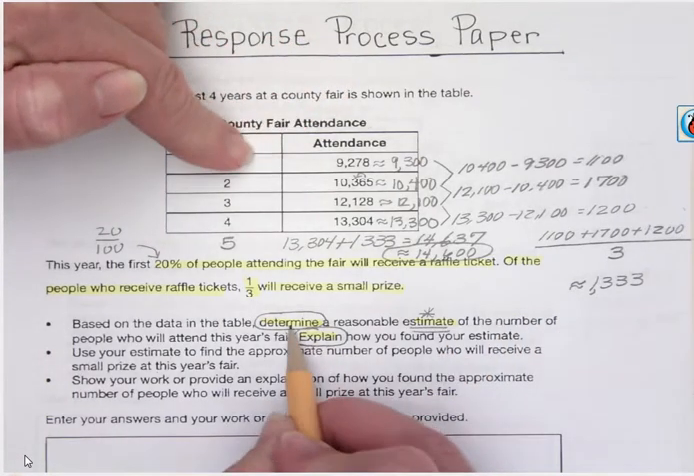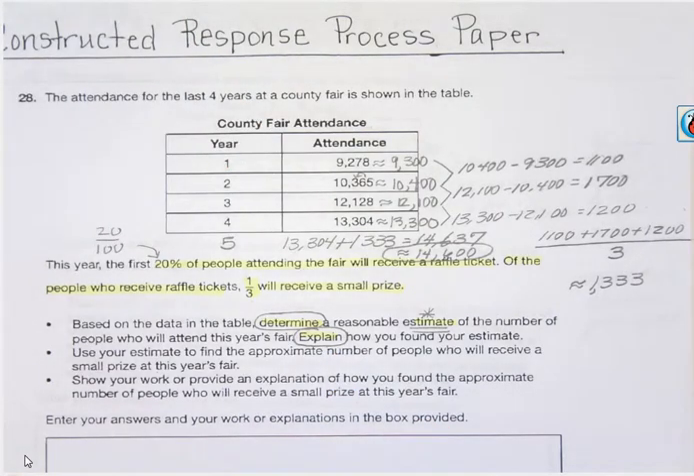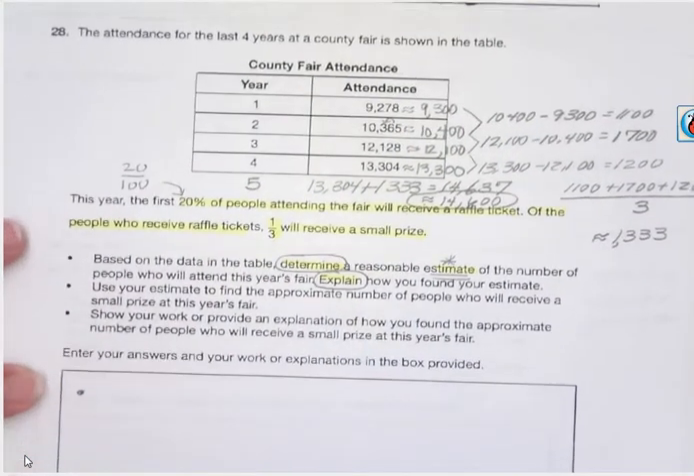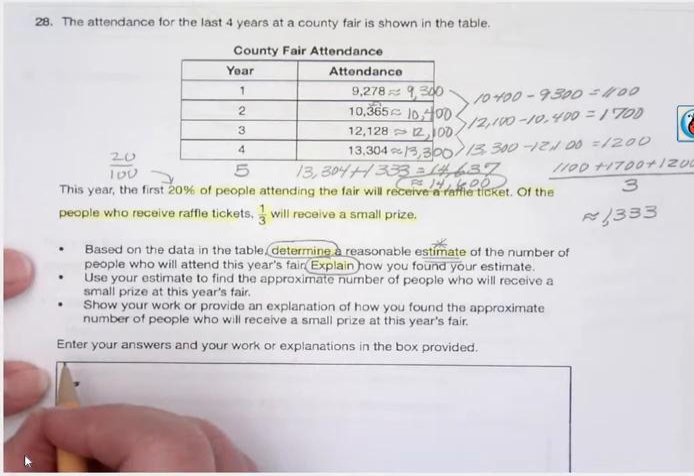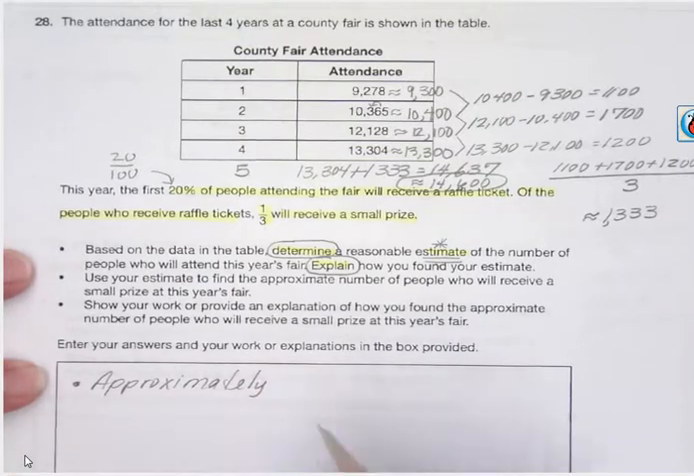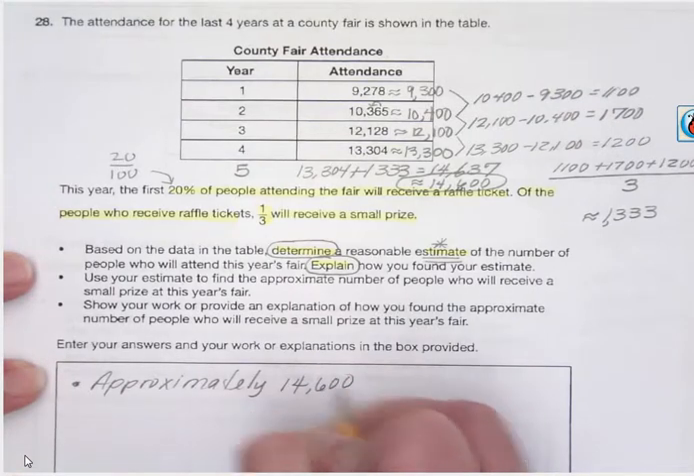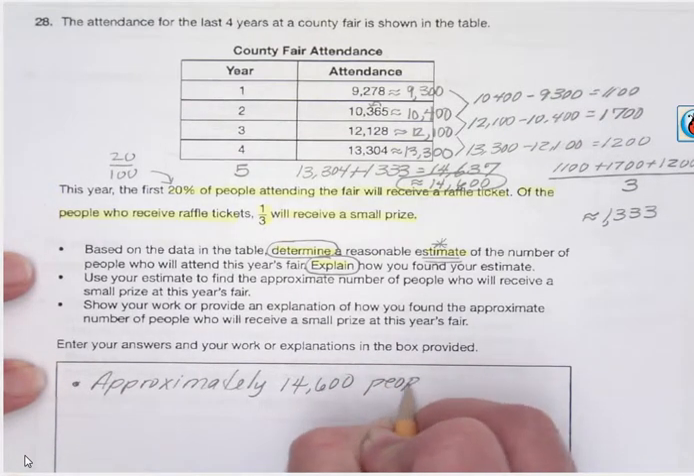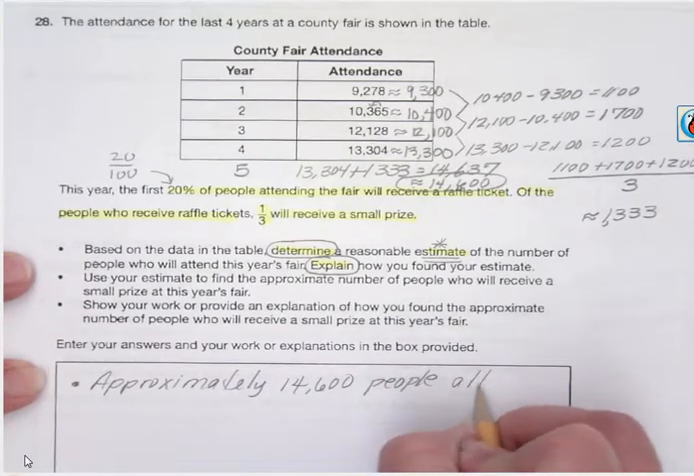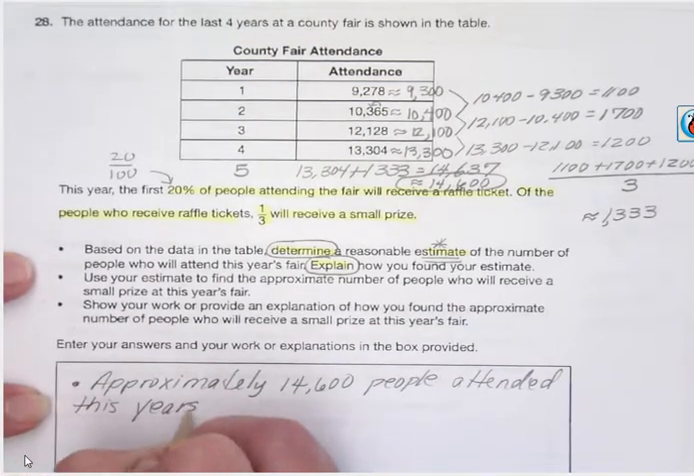So I have now determined the answer, and this is the math that I used to do so, but now they want me to not only give my answer, but I have to explain it. So I can do that in words. Bullet, because I'm on the first bullet, and here's my first bullet answer. Keep it easy on the grader. Approximately 14,600 people attended this year's fair.